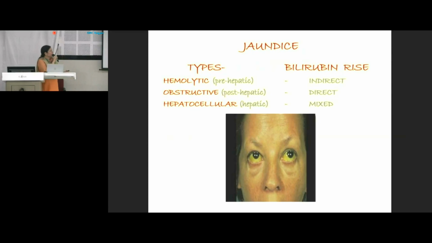Then the third type, that is hepatocellular or hepatic jaundice. The commonest cause of hepatic jaundice is viral hepatitis, and also liver cirrhosis, alcoholic liver disease, then toxicity to the liver because of various drugs. So in this type, both types of bilirubin, that is unconjugated as well as conjugated bilirubin, will be raised. You can see here, there is yellowish discoloration of the eyes.